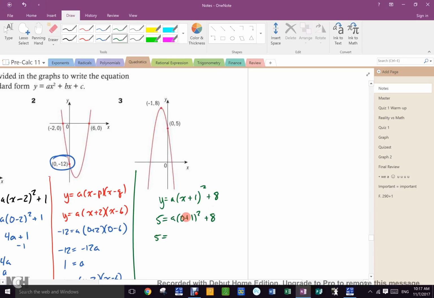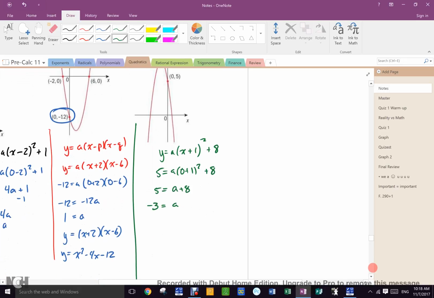5 equals, what's 1 squared? 1. So a plus 8. What is a equal? Negative 3. So now I have y equals negative 3, x plus 1 squared plus 8. Do I need to expand that out, or can I leave that with you guys to get it to standard form?